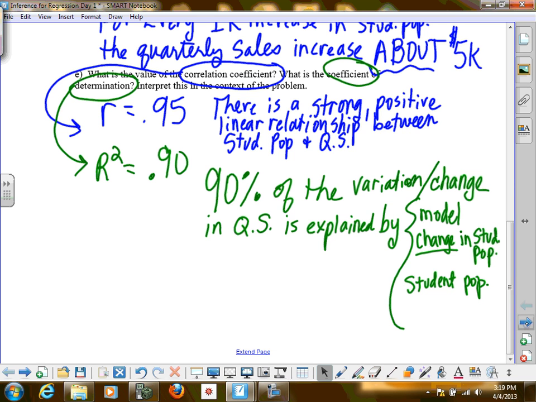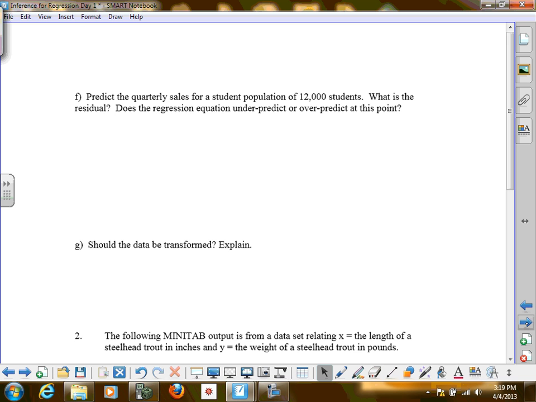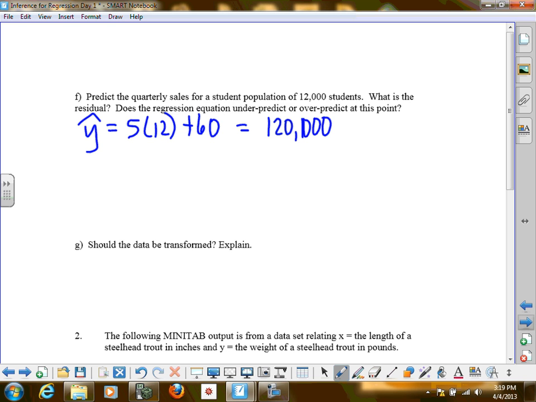All right, very good. Next, let's predict those quarterly sales for a population of 12,000 students. So what are you going to do with that? Plug it in. Very good. Let's predict. So our prediction for quarterly sales is 5 times 12, because it's in terms of 1,000, plus 60. So we get a prediction of 120,000. That's our predicted quarterly sales for 12,000 students in that local college. Okay, so we answered that.